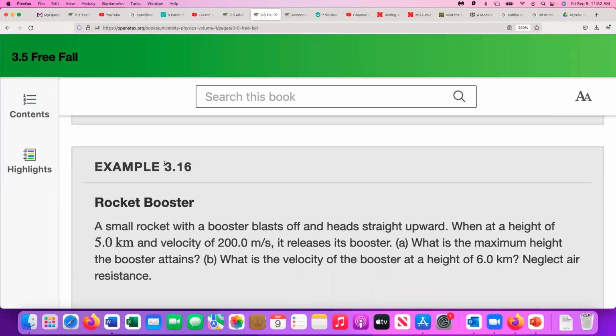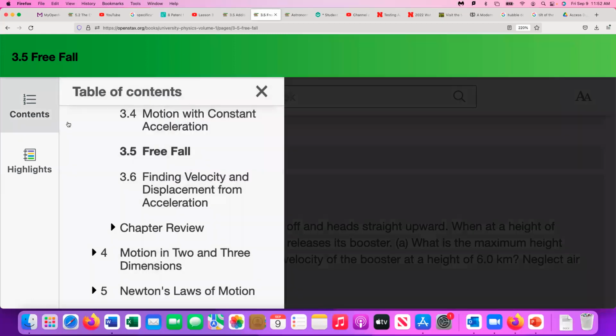So that actually takes us to the end of the class for today. There is one more section in the class, which is finding velocity and displacement from acceleration. We will go ahead and cover that last section on Monday when we come back and finish up chapter 3 then. Have a good weekend though, and we will see you next week. Have a good weekend. Thank you.